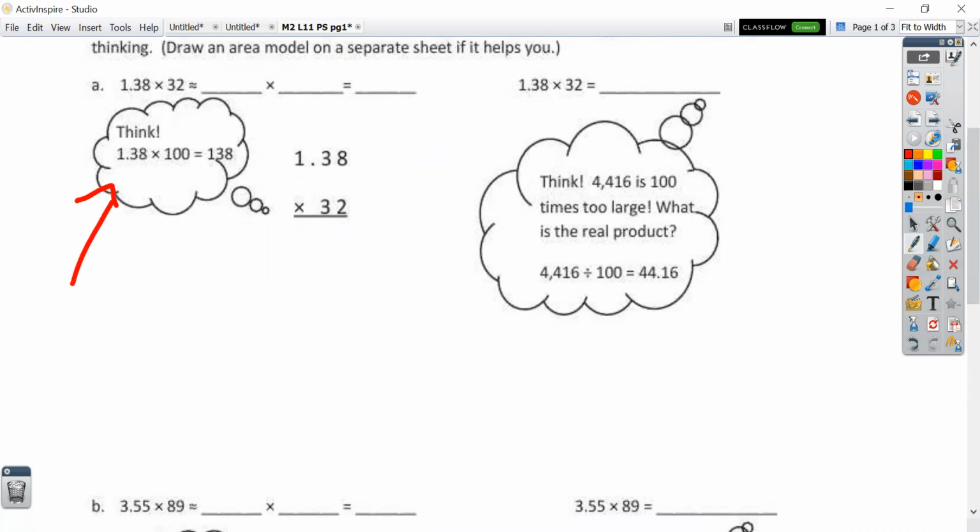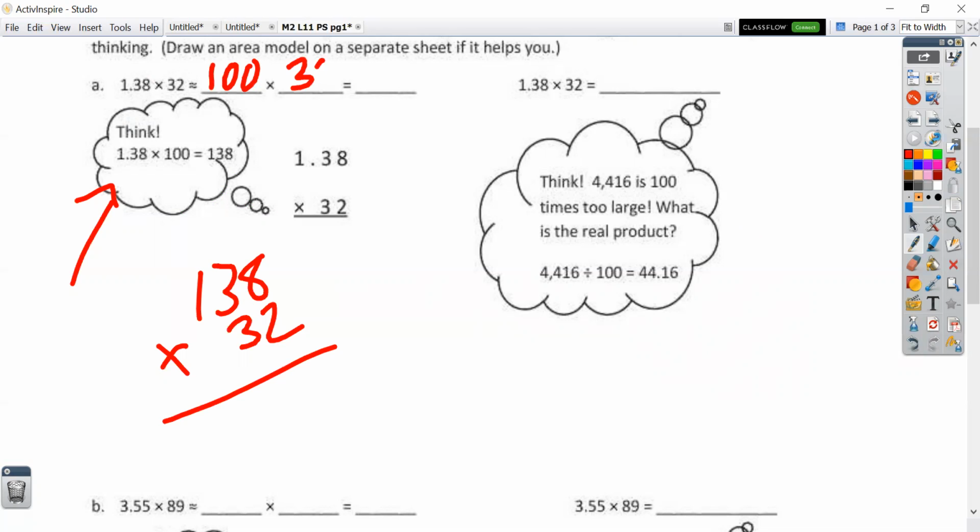So this is just helping you think about how to turn it into hundredths. So it's really 138 hundredths times 32. If we were to round that up, 138 is close to 100 and 32 is close to 30, right? So approximately, we're looking at 3,000.